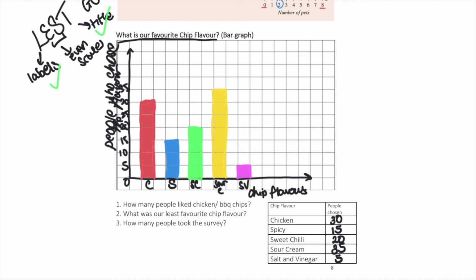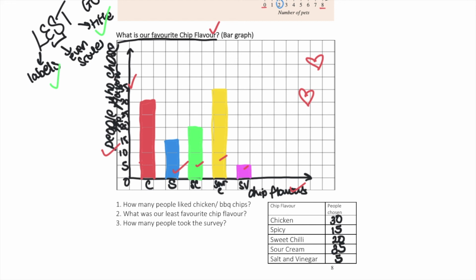So even scales and bars. And there we have it. We have such a pretty bar graph. Aww, I'm going to draw a little heart because it's so pretty. Because it has a nice title. Yay. It has even scales. Wow. Even bars. Wow. And it's got labels. That is amazing. All right, now we can actually start using our bar graph.